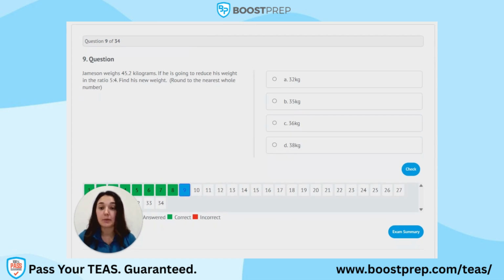Question 9. Jameson weighs 45.2 kilograms. If he is going to reduce his weight in the ratio 5 to 4, find his new weight. Round to the nearest whole number. A, 32 kilograms, B, 35 kilograms, C, 36 kilograms, D, 38 kilograms.